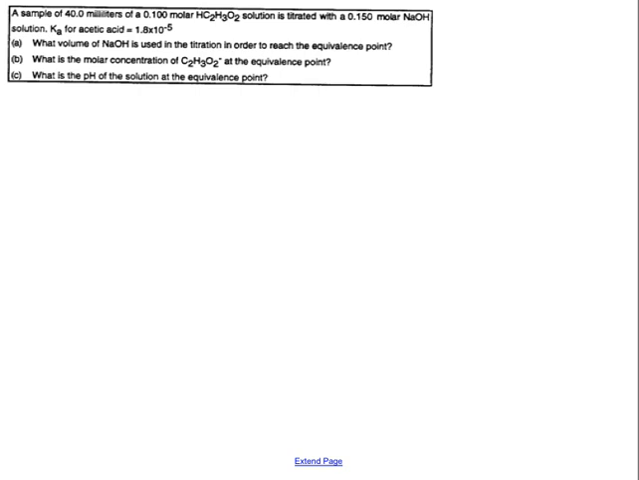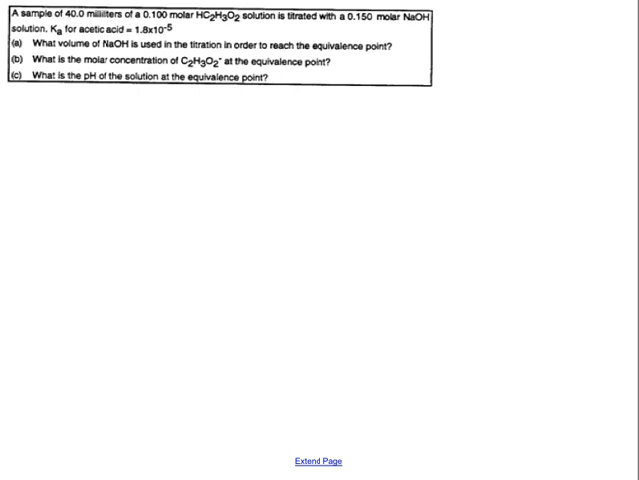A sample of 40 mL of 0.1 molar acetic acid is titrated with 0.15 molar sodium hydroxide. Ka for acetic acid is 1.8 times 10 to the negative fifth, which is a number we all know and love. Part A says, what volume of sodium hydroxide is used in the titration in order to reach the equivalence point? Okay, so we have to find the volume of sodium hydroxide to reach the equivalence point.